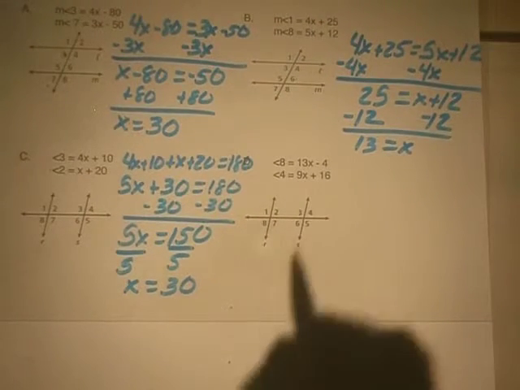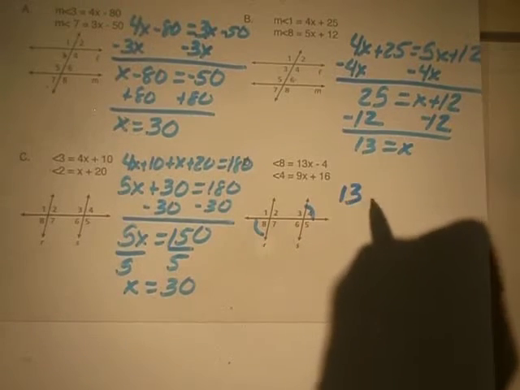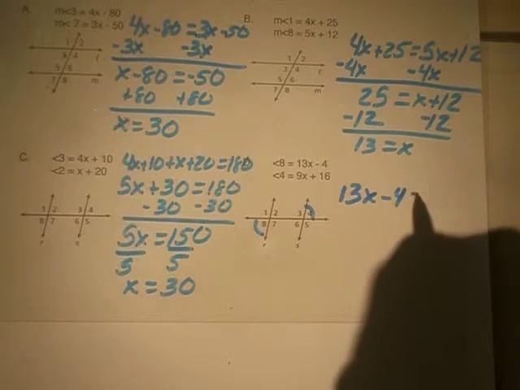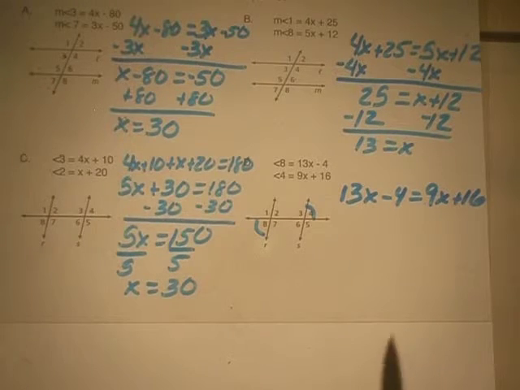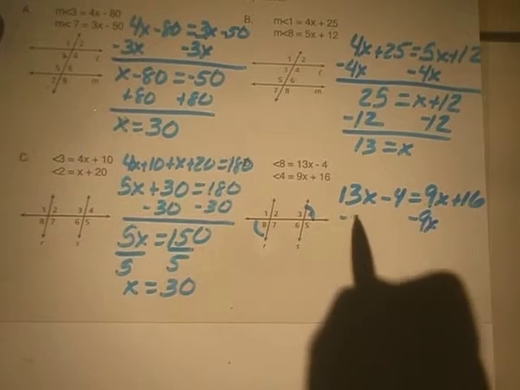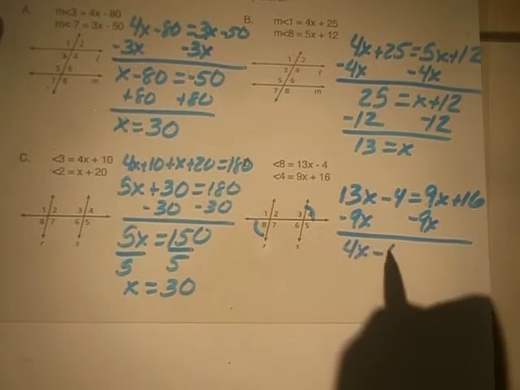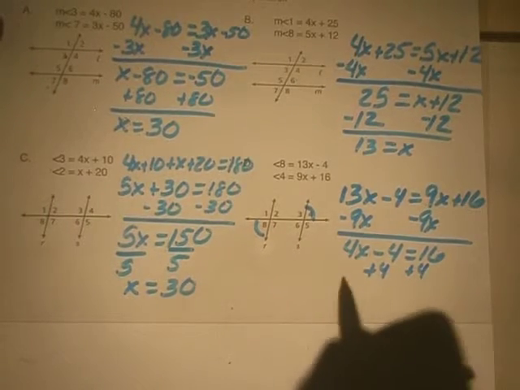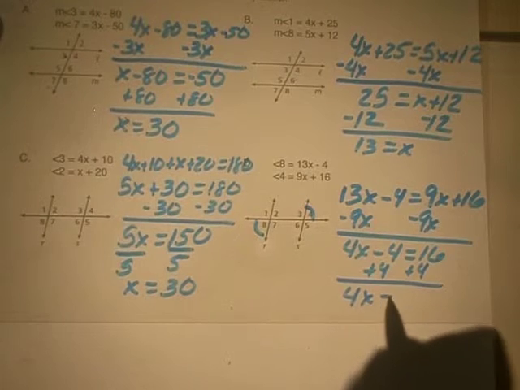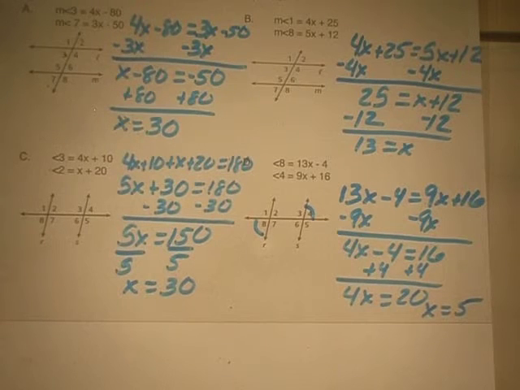And example D, angle 8 and angle 4 are alternate exterior. So you would have 13x minus 4 equals 9x plus 16. You subtract 9x from both sides, and you have 4x minus 4 equals 16. And adding 4 to both sides, you have 4x equals 20. So if x is 5, that's the value that makes those lines parallel.